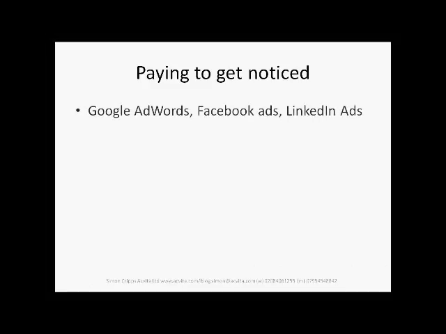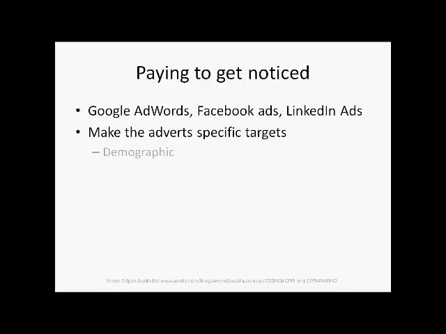Now if you're in a very competitive market or new business, you might have to pay to get noticed. Google AdWords, Facebook ads and LinkedIn ads are ways of paying for adverts to get yourself noticed. You want to make sure that these adverts are very specific. If you make sports shoes for rugby, make sure the advert's about rugby sports shoes. Don't just have an advert about sport. You want to make sure that the return of investment is specific to your exact business area.